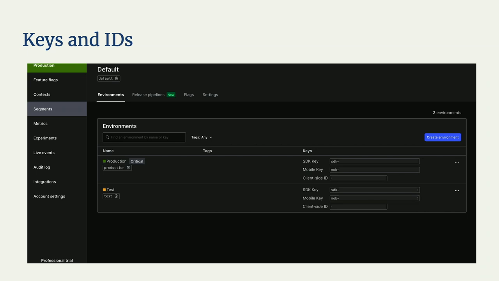So, keys and IDs. Here's an example that shows each environment and project and how each environment has its own SDK key, mobile key, and client-side ID. These keys and IDs are used when you're connecting these environments to your code through an SDK, or software development kit. An SDK is a set of tools for a specific platform that includes frameworks and libraries that you can build with. LaunchDarkly has dozens of SDKs, but we'll get a little bit more into that later.